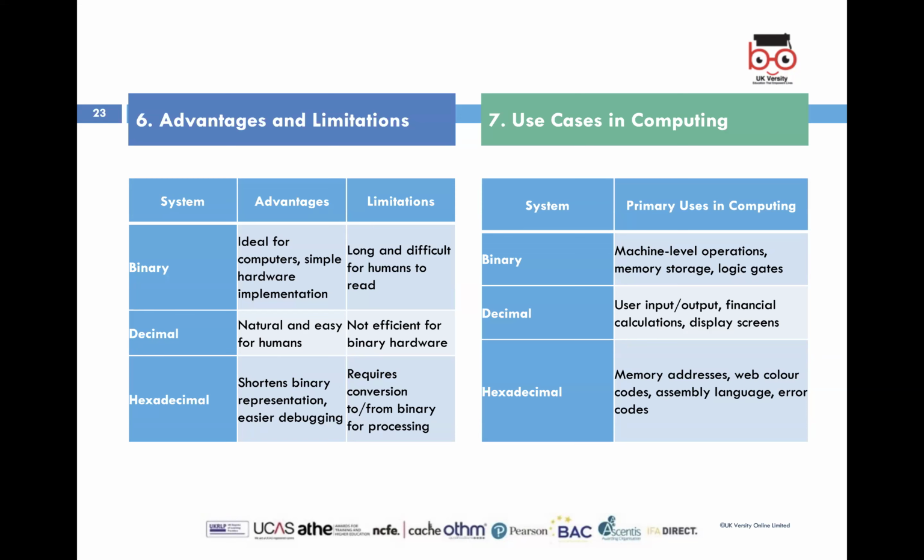Use cases in computing. Binary is used for machine level operations, memory storage, and logic gates. Decimal is used for user input and output, financial calculations, and display screens. And hexadecimal is used for memory addresses, web color codes, assembly language, and error codes.